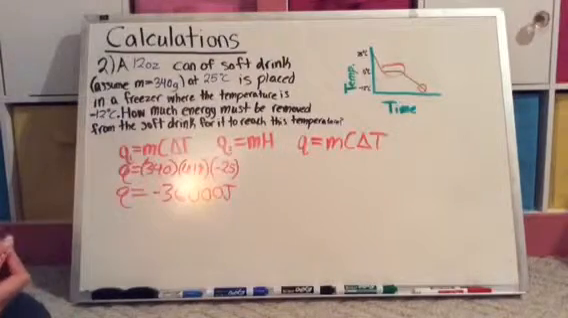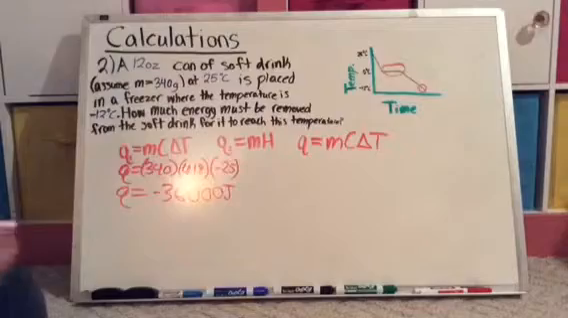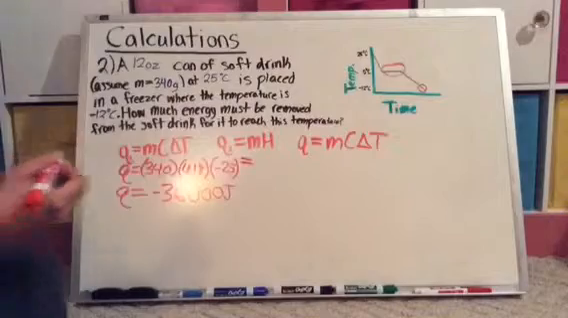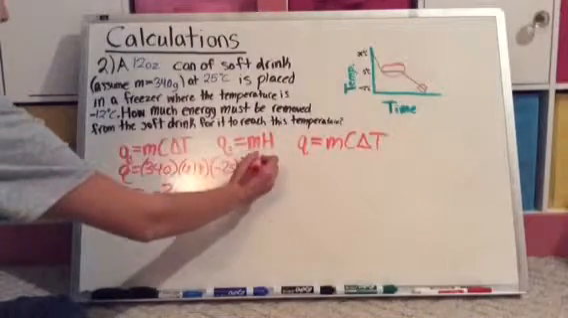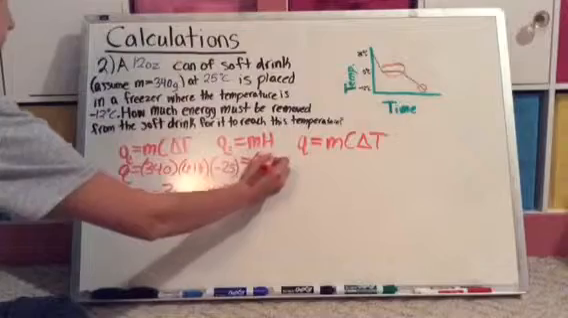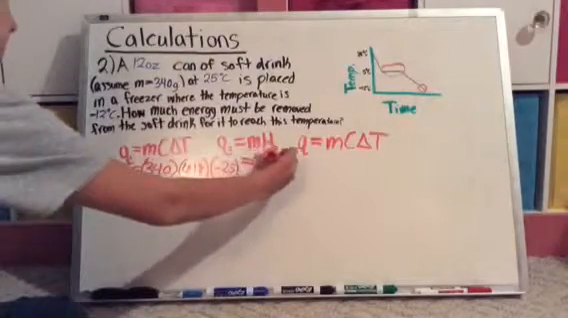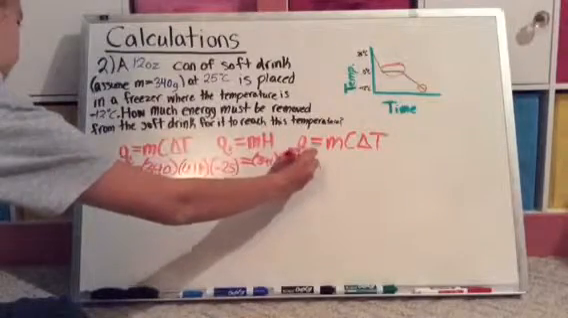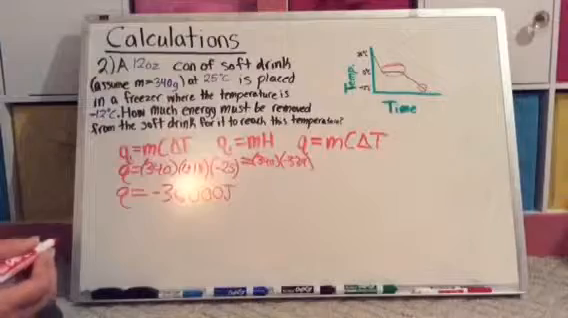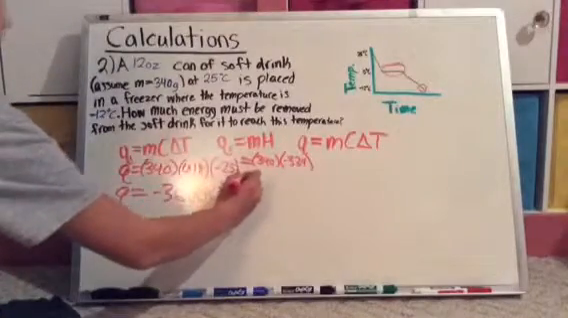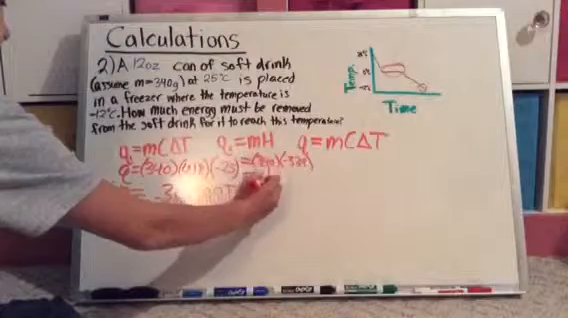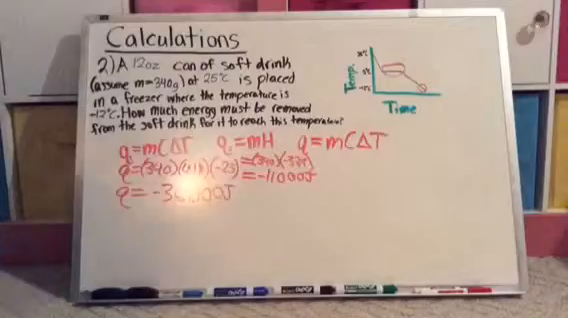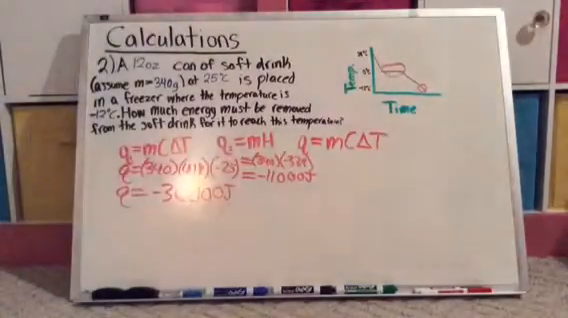And then for our next equation, to find the phase change, our mass is 340 grams times negative 334 joules per gram for our heat of fusion. And then after multiplying this all up, we get negative 11,000 joules. Once again, this is because we have a decrease in temperature.